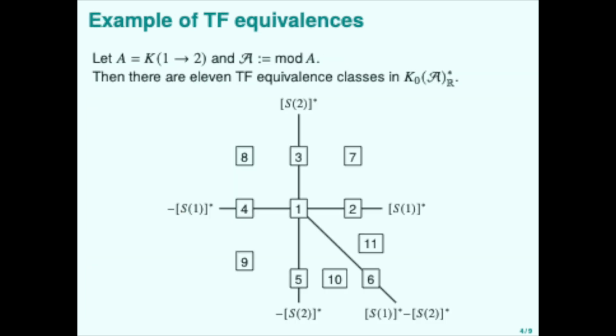Now I give an easy example of TF equivalences. Let A be the path algebra of the A2 quiver and let A be the module category of this path algebra. Then we can check that there are exactly 11 TF equivalence classes in K0A R star, given in this picture. The first one is the origin itself. And from the origin, there are 5 half lines, which are TF equivalence classes, and the remaining 5 are open sets or chambers in the dual real Grothendieck group.